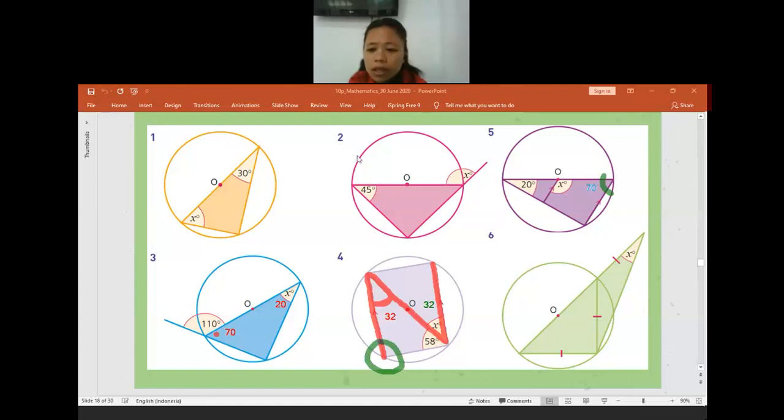If it is 70, then how many degrees is x? Co-interior angle, 100? It's not 100. Okay, you focus on the triangle only. The angle opposite to the diameter will always be 90 degrees. And then the triangle total will be equal to 180. 180 minus 20 minus 90 is 70.